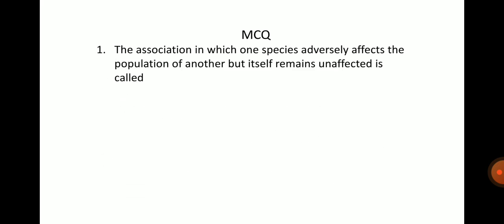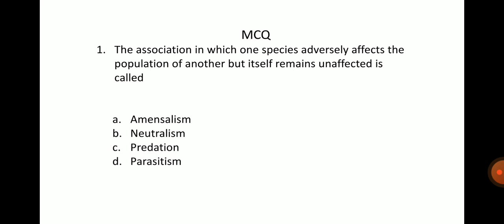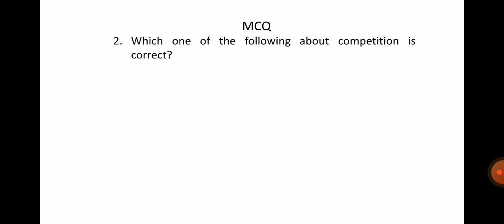Before that, to know whether you have understood the lesson or not, I want you to answer the following multiple choice questions. The first question: the association in which one species adversely affects the population of another but itself remains unaffected is called. The options are A. Amensalism, B. Neutralism, C. Predation, and D. Parasitism. The answer is option A, Amensalism.